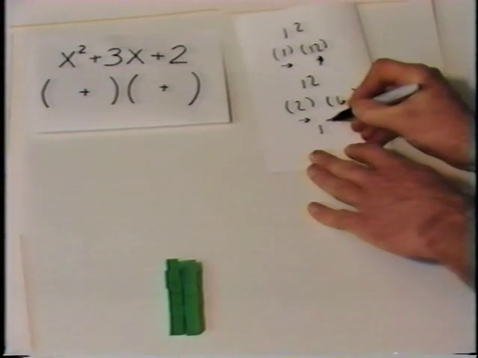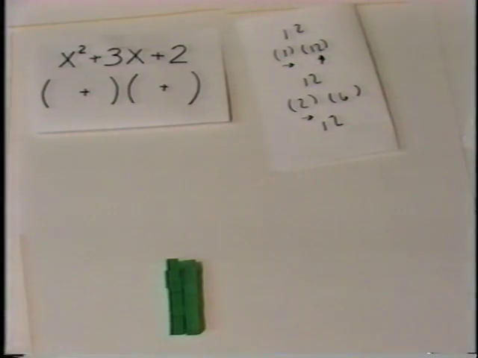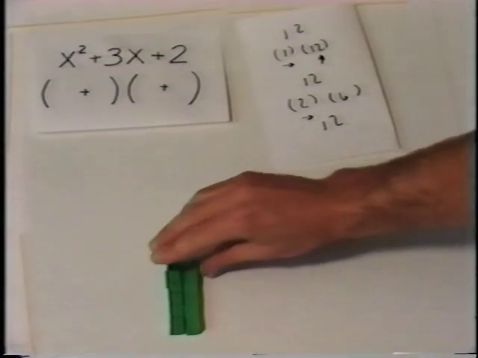Let's see if we can factor 12 again. What is factoring again? Factoring is building a rectangle. Let's see if we can build a rectangle that is 3 over.